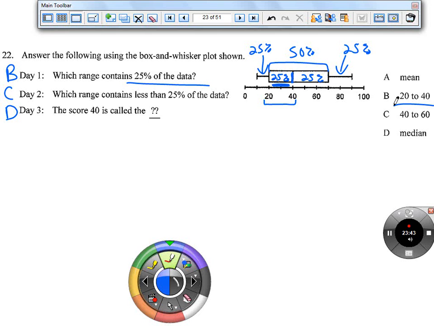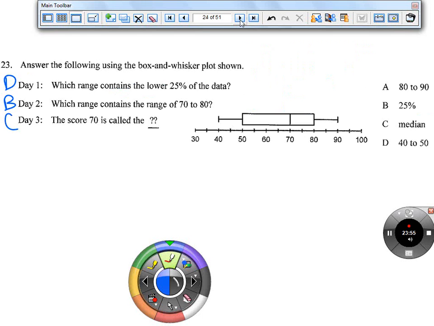The score 40 is called the median. That's that little slash that's in the box somewhere. It doesn't have to be in the middle of the box, but it has to be somewhere in the box. Okay. Box and whisker, it's going to be a pretty similar question. Which range contains the lower 25% of the data? Again, that's the whisker. So that looks like it's 40 to 50.